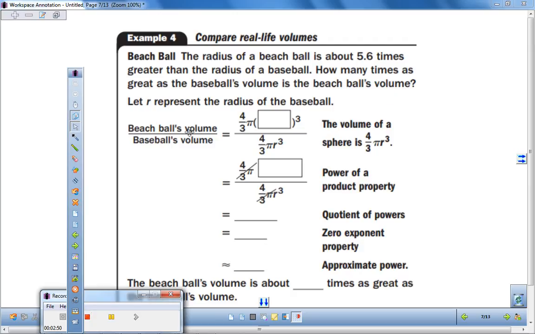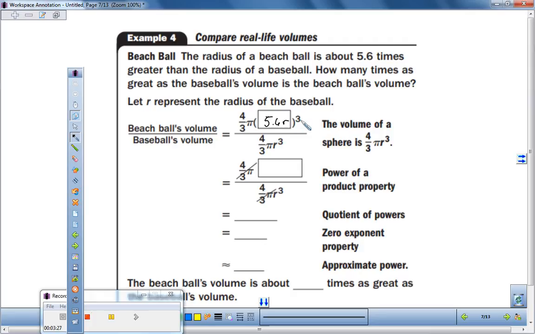So the beach ball's volume. Now for the volume here, we're going to have to put in 5.6R, because that's our radius of the beach ball. Okay, now the formulas could be given on your formula sheet, but the volume of a sphere is 4/3 pi r cubed. And so we know that the radius is 5.6R.